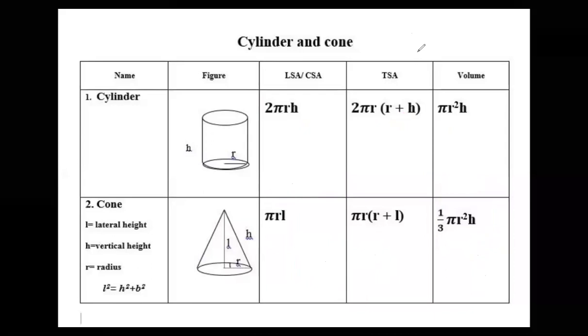Yes, sir. What is the formula of CSA of a cylinder? 2 pi r h. PSA, without looking, 2 pi r plus h. Volume is pi r square h. Today we are just going to learn about the cylinder. So remember these formulas: 2 pi r h, 2 pi r plus h, and volume is pi r square h. Tomorrow we are going to learn the next one.